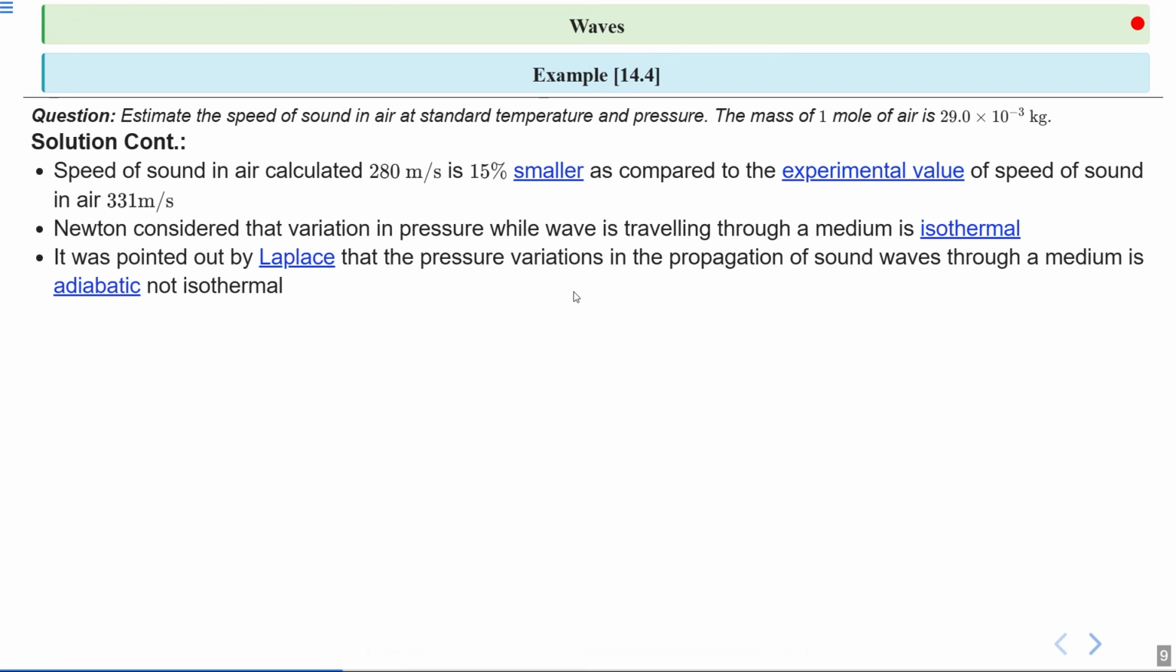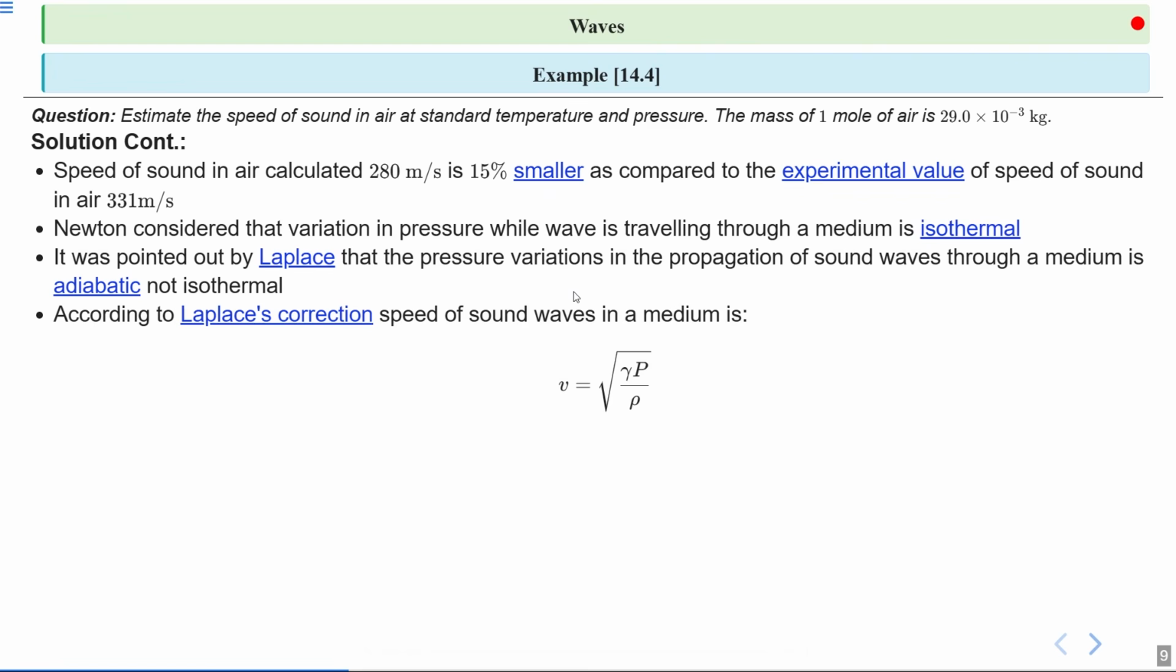So it was pointed out by Laplace that the pressure variations in the propagation of sound waves through a medium are adiabatic, not isothermal. Adiabatic means that in the process no heat exchange occurs. It means the exchange of heat delta Q equals 0. With Laplace correction, the formula for the speed of sound in a medium becomes V equal to square root of gamma times P divided by rho.